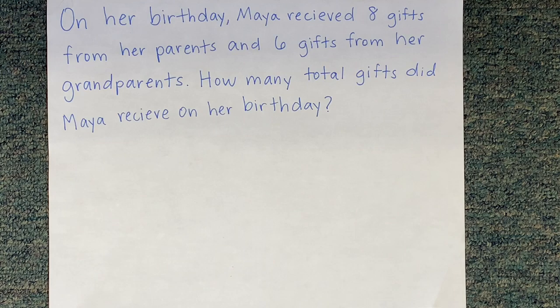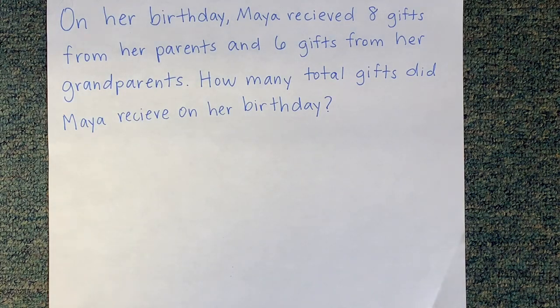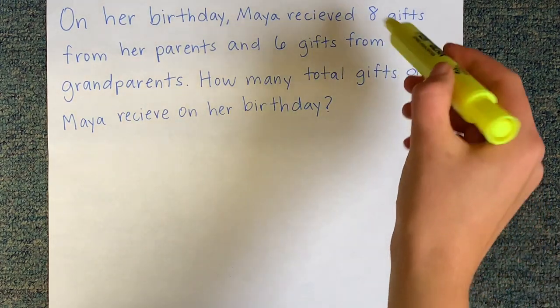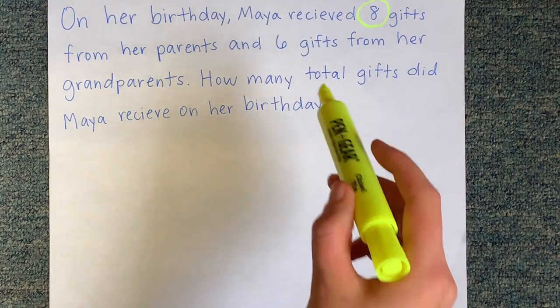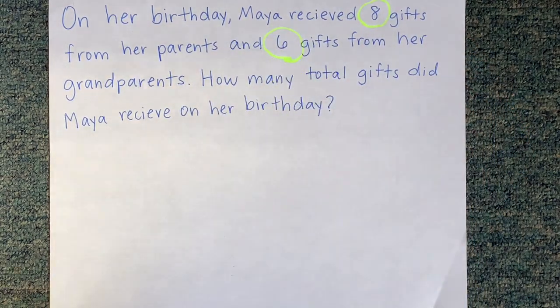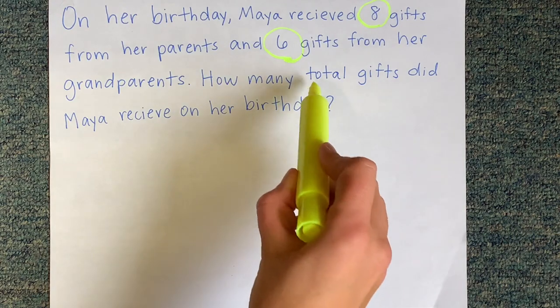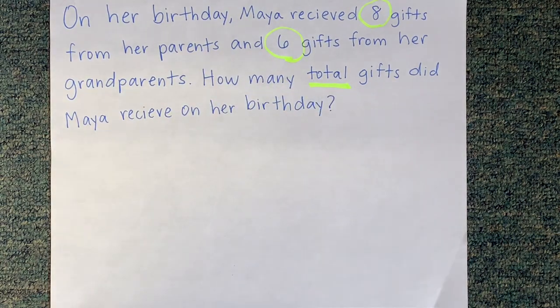All right, so just like I did for the last one, I'm going to start out by circling the numbers that I see. So as we look over this problem, we should be finding 2 numbers, and those numbers are 6. Oh, I'm sorry, I said that backwards. That one's an 8, and this one is a 6. Okay, and then for this problem, I see 1 key word, and that key word is total.